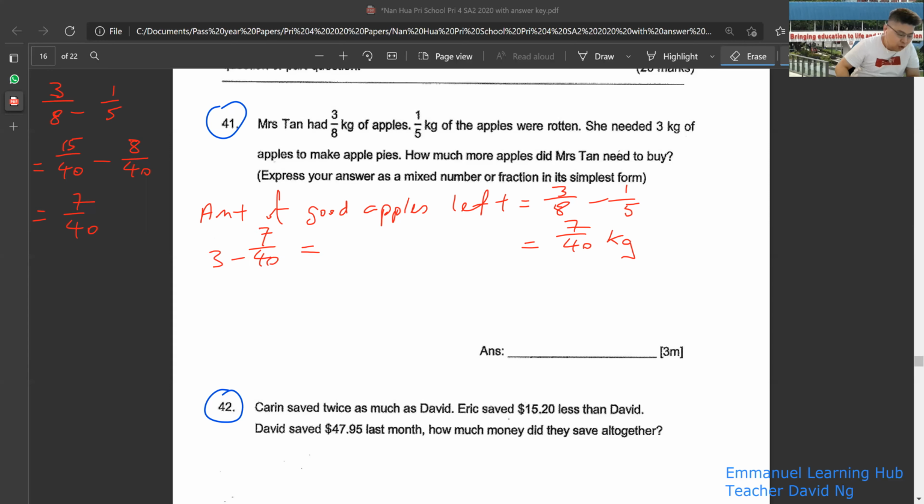3 kg minus 7/40. What's the answer? I don't know. You don't know? How to minus? Three minus 7/40, how to minus? You better make sure you know.